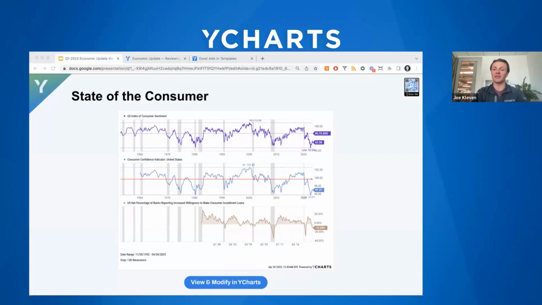And additionally, the U.S. net percentage of banks reporting an increased willingness to make consumer installment loans declined double digits in Q1, falling 12.5%. We definitely see some shakiness in the consumer still, is what these charts might be showing. And hopefully with some of the rebounds that we've seen in equities in Q1, perhaps the consumer may feel a little bit of a lift there, a little bit of a tailwind as we propel into 2023 further.